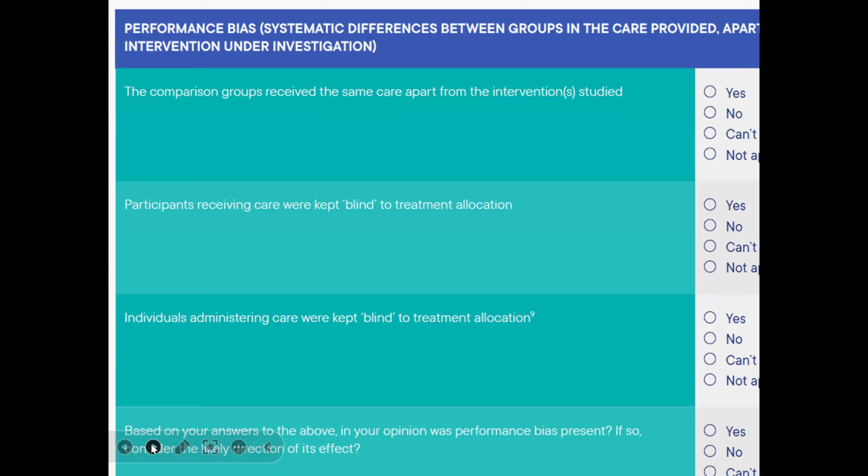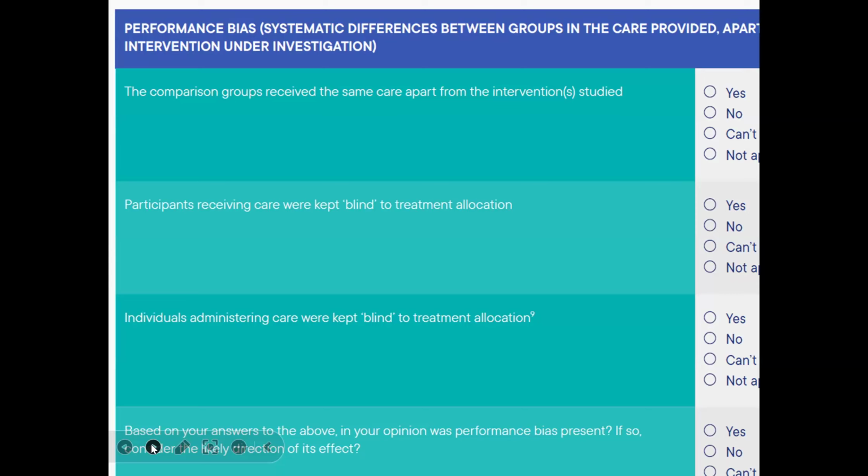Here, participants receiving care were kept blind to treatment allocation. I think here it's no, because they would have known the results of ERA, because depending upon that, their transfer date would be decided. So participants were not blinded to treatment allocation. They would come to know. This was inevitable in this type of study. Individuals administering care were kept blind to treatment allocation. No. The doctors also would know indirectly in which allocation group the patient falls.